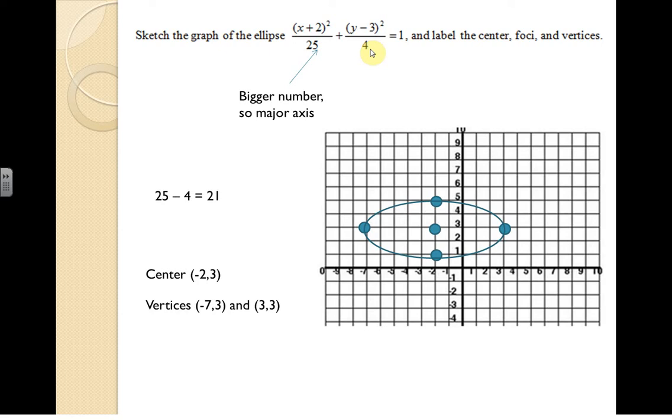If you wanted to get your C value to find your foci, which it says to do here, remember, C squared is equal to A squared minus B squared. So it's like the opposite of the Pythagorean theorem. You're going to get the square root of 21, which is about 4.6. This is the value we want to see when we write the foci, but so that you can figure out where it is on the graph, you're going to approximate it so that we know about how many boxes to go.